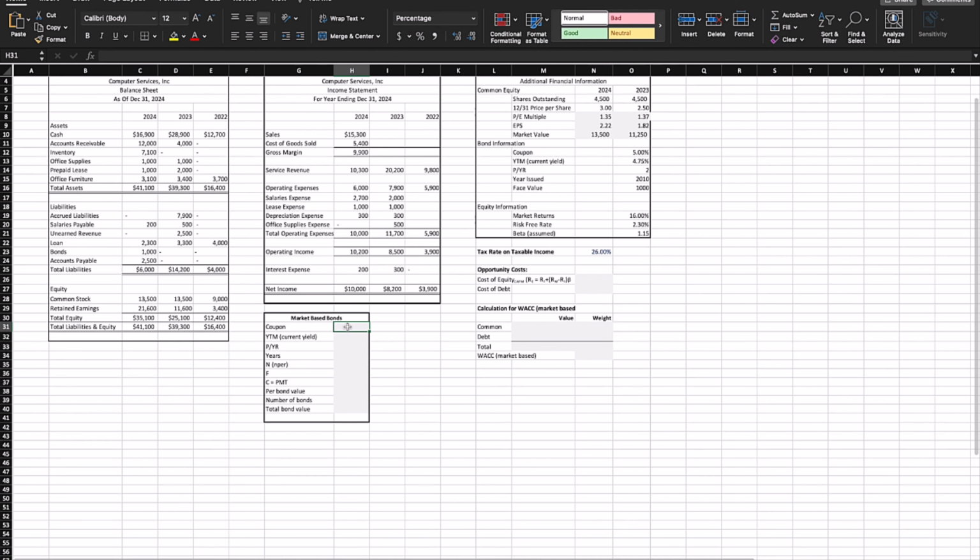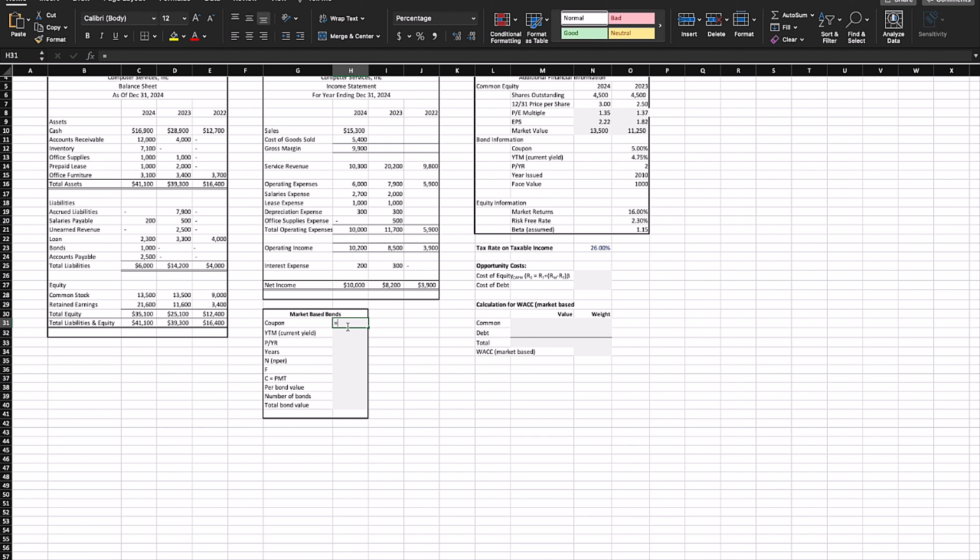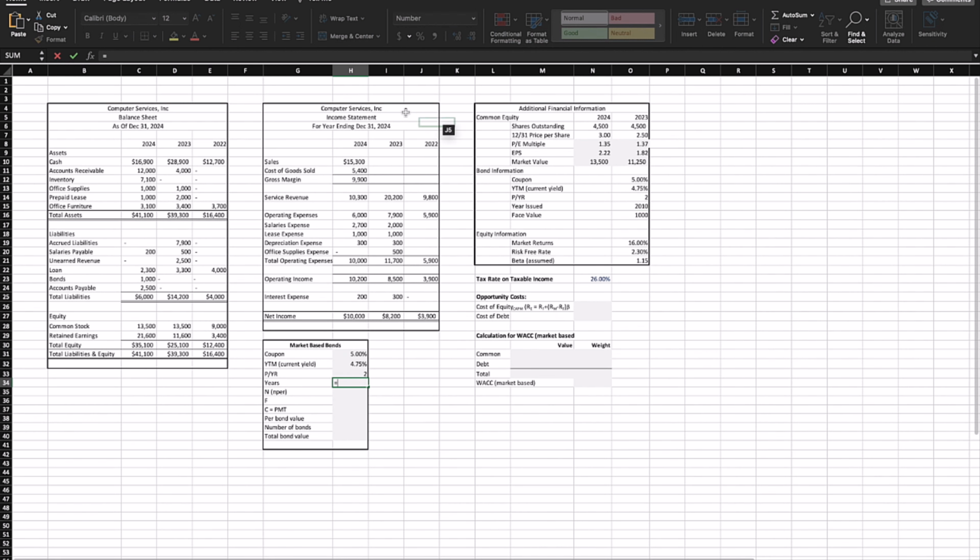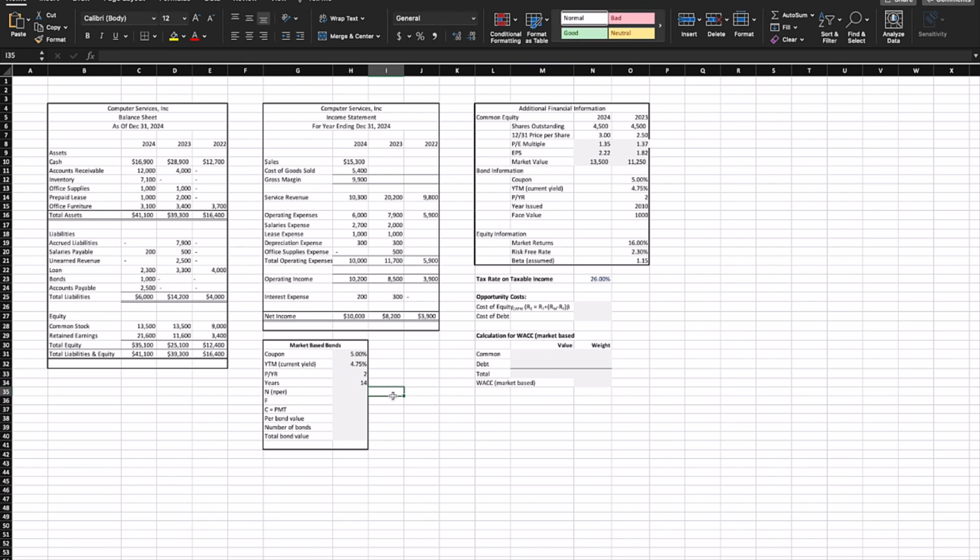So our coupon rate is a given, so we're going to take that. We have a YTM current yield, that is also a given. Our PYR is given. Our years are not given, so it is year 2024, and these bonds were issued in 2010. So if we were to minus these, 2024 minus 2010, we get 14 years.